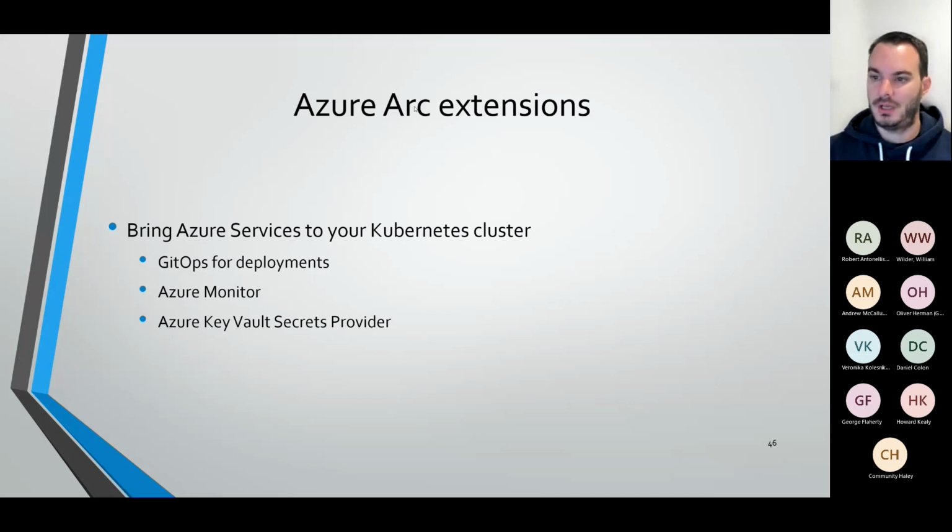So as I said before, Azure Arc allows you to manage or bring Azure services to your Kubernetes cluster through extensions. And the most important one for us for the deployments was the GitOps extension, but there are also more useful ones. For example, Azure Monitor, which allows you to create dashboards showing what's going on inside your cluster, or create alerts. And another one is, for example, the Azure Key Vault. So you can use your Azure Key Vault as your secret store.